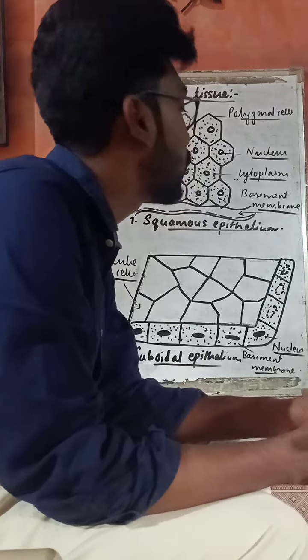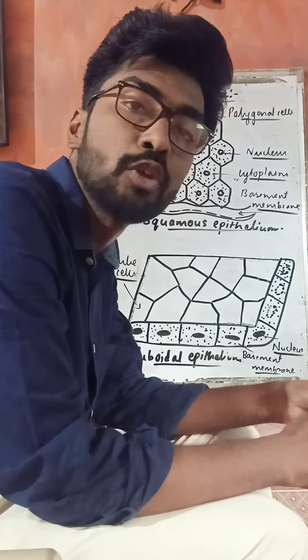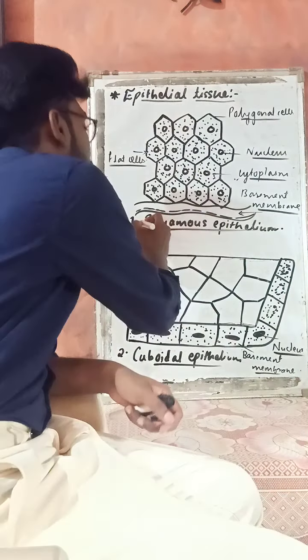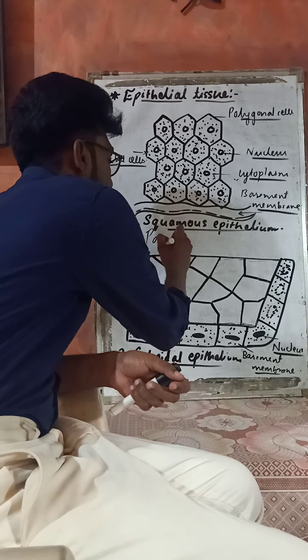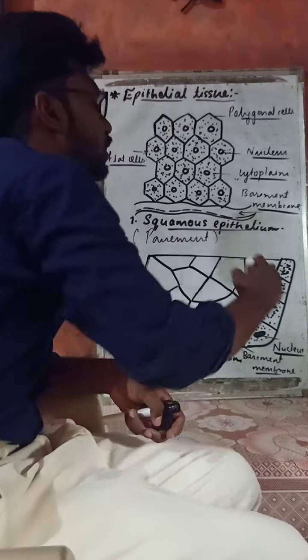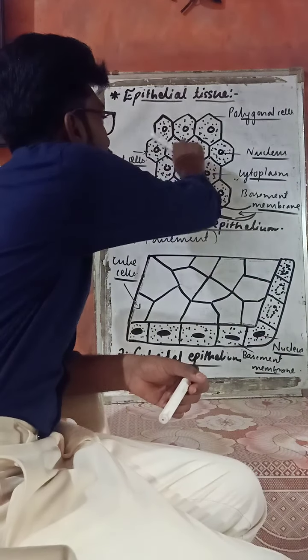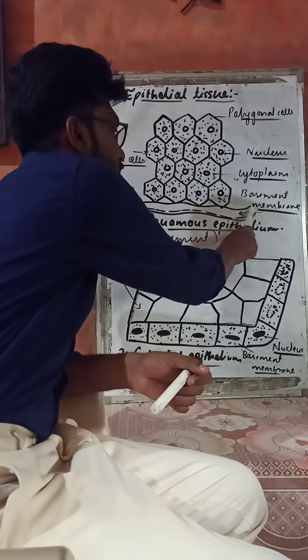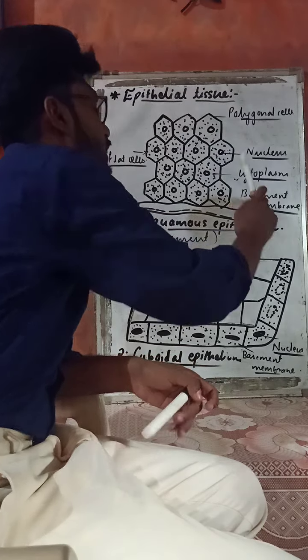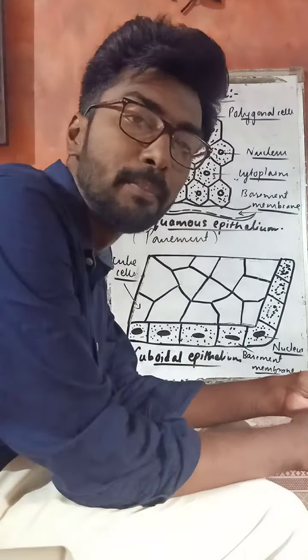And that's why squamous epithelium is also called as pavement epithelium. Squamous epithelium is also called as what? It is also called as pavement epithelium, right? And last point, all the cells lie down on a non-cellular membrane. That non-cellular membrane is generally called as basement membrane.